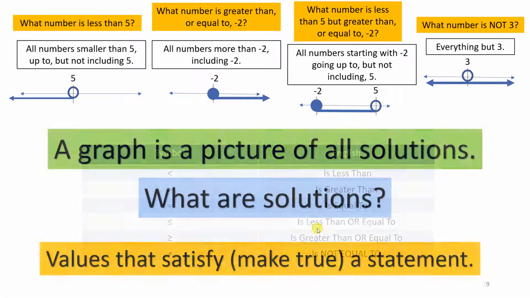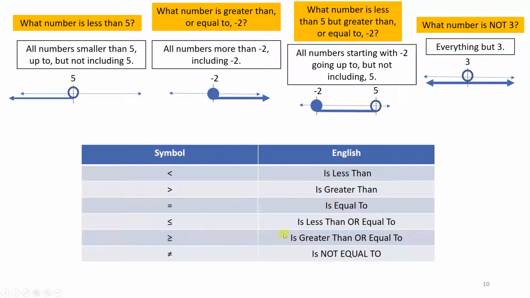Now, here are all of the symbols we're going to be using. I'm going to encourage you to make sure you use the correct language. When you see this, if you say "is less than," then you're actually making this statement right here: what number is less than 5? And that makes writing math and reading math so much easier because you don't have to remember what to do. You're just reading it and answering it.